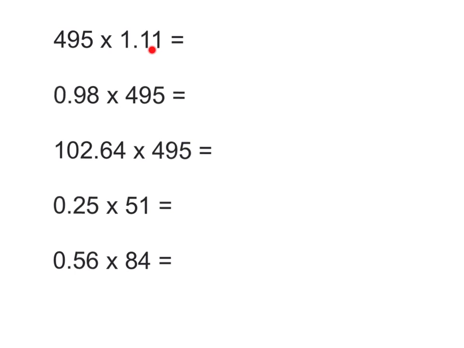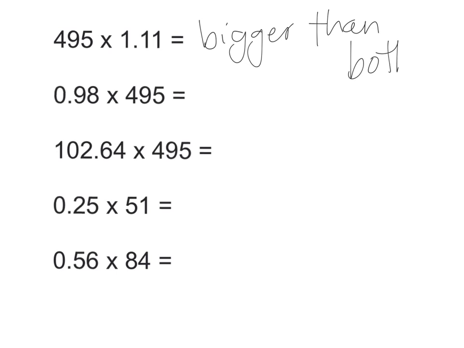Okay. What about if I think about it the other way? If I'm making 1.11 copies of 495, is that going to be bigger or smaller than 495? Bigger. Okay. So in this case, the product will be bigger than both factors. What about this second problem here? 0.98 copies of 495, or we can think of it as 495 copies of 0.98.